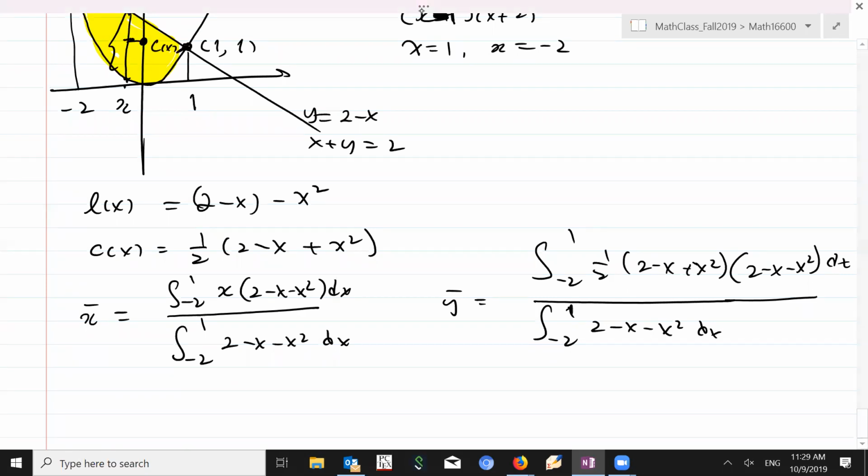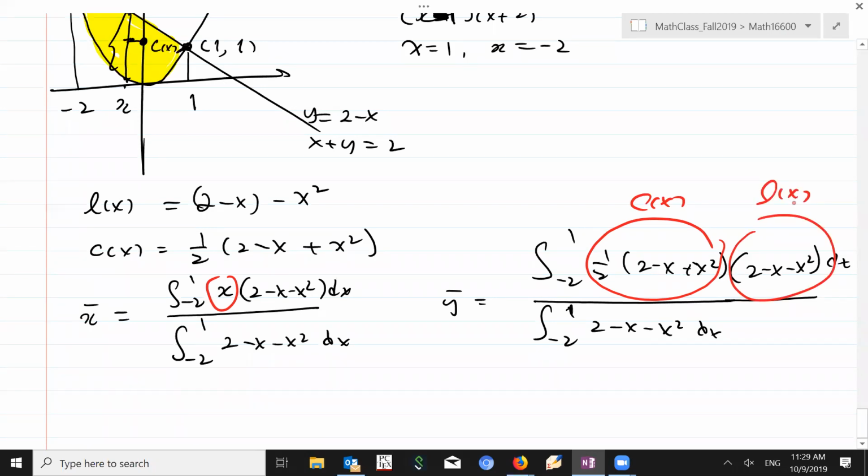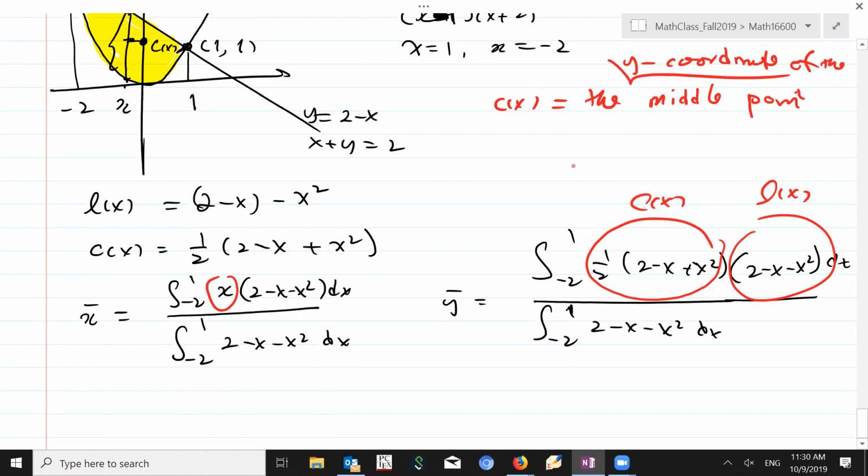Okay, so the only difference is, you see, this is a right, and this part is a c of x. This is a ln x. Yeah, so Cx is the middle point, the y coordinate of the middle point at x. The middle point of the line segment.